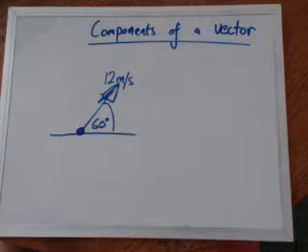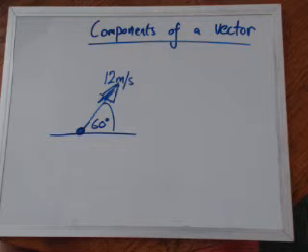Now, it is often convenient to replace vectors at an angle with two vectors that are mutually perpendicular, i.e. at 90 degrees to each other. That is because when vectors are at 90 degrees to each other, they do not affect each other.